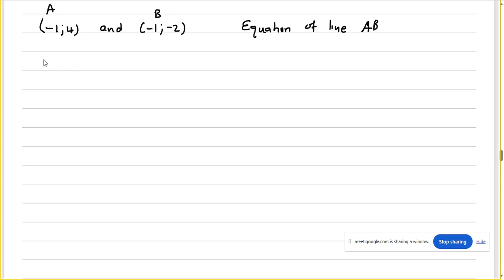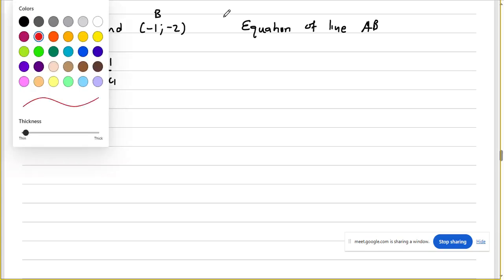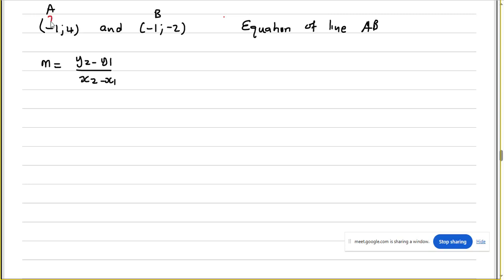Remember, first things first, find the gradient. The gradient is y2 minus y1 over x2 minus x1. What should we do? We need to name our points. The first point will be x1, y1. The second point will be x2, y2. Then, when you have named your points, it's going to be easy for you to do the substitution.